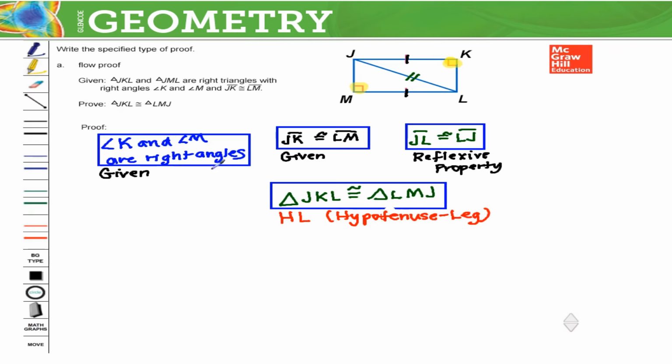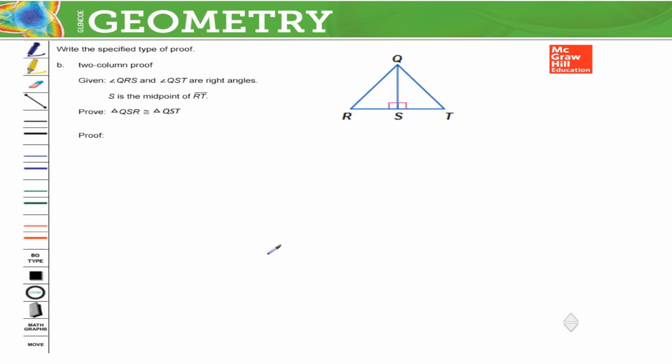So for our flow chart, the given feeds in, and our reflexive property also feeds in. Triangle JKL is congruent to triangle LMJ by hypotenuse leg.